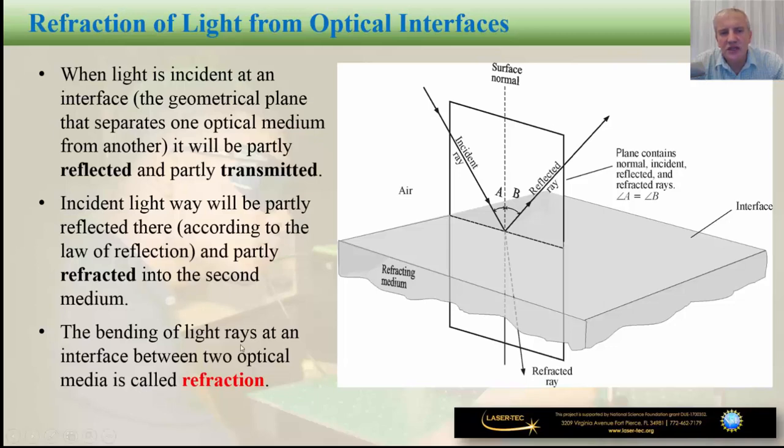The bending of light rays at an interface between the two optical media is called refraction or bending. What you can immediately observe here is that the refracted light ray is not propagating along the same line as the incident light ray. You can see the incident light ray is moving along this line, and you can see how the direction of propagation is changing. It's not continuing along the same straight path. So that's what we mean by bending or refraction. So we want to quantify in what direction the light ray is going to get bent or refracted as it enters the second medium. So that is going to be the topic of discussion in the next few slides.